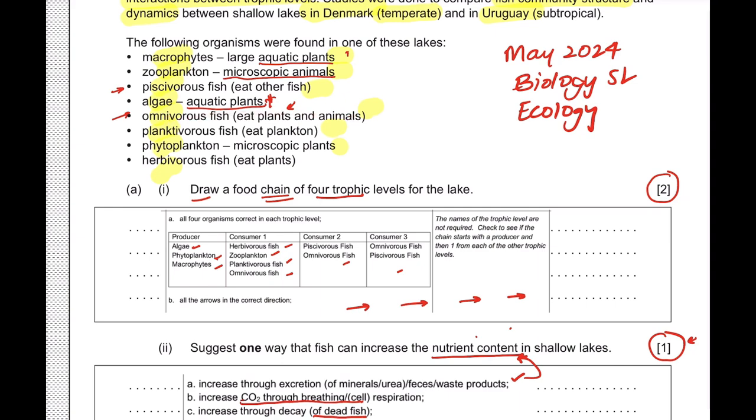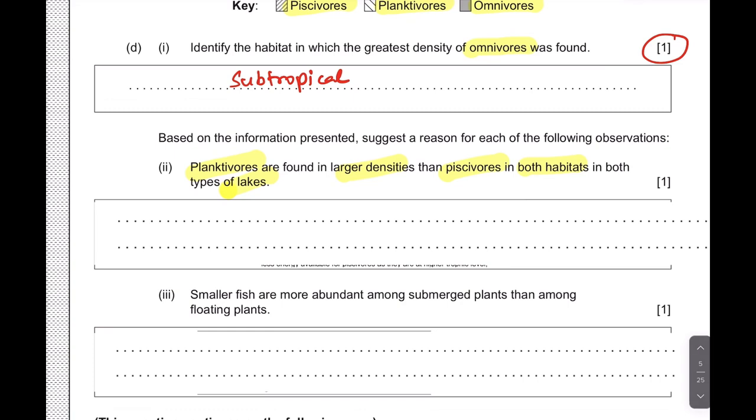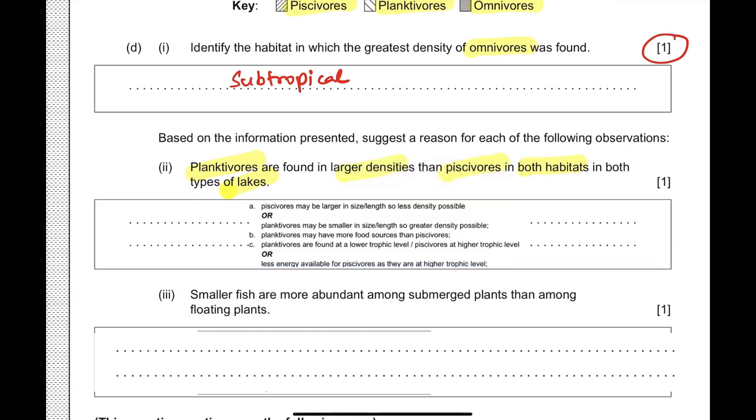So you can look at the third trophic level, second trophic level, but here you can give some general information, and we look first at how many marks. It's only a 1 mark question. So what the mark scheme gives is that piscivores may be larger in size, less density possible, and planktivores may have more food sources. If anything is more, definitely food sources or resources are more.